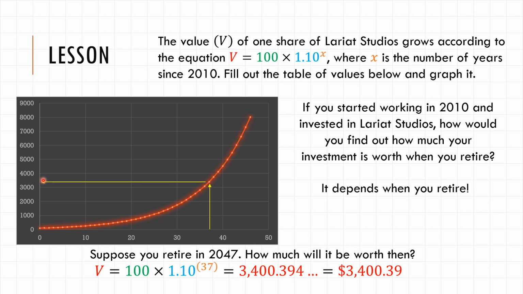It's hard to tell exactly where this graph is actually landing here. It would be much easier if I used the equation and I replaced X with 37. And then 100 times 1.1 to the power of 37 would give me $3,400.39.